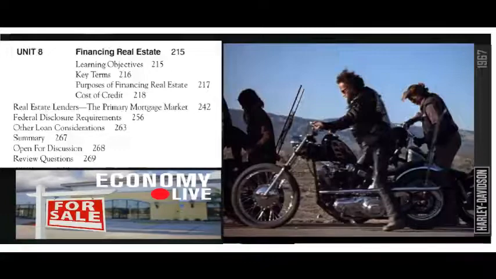Unit 8. 249. Figure 8.8. Lender, Purchaser Disclosure Statement.